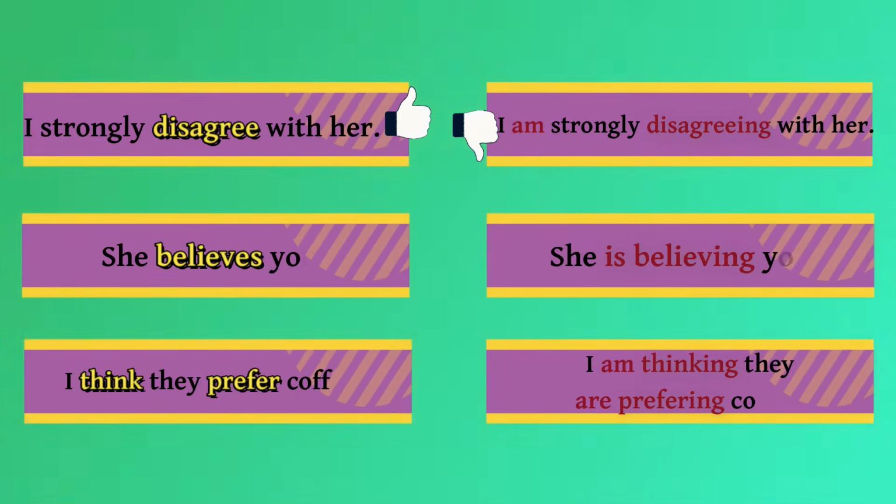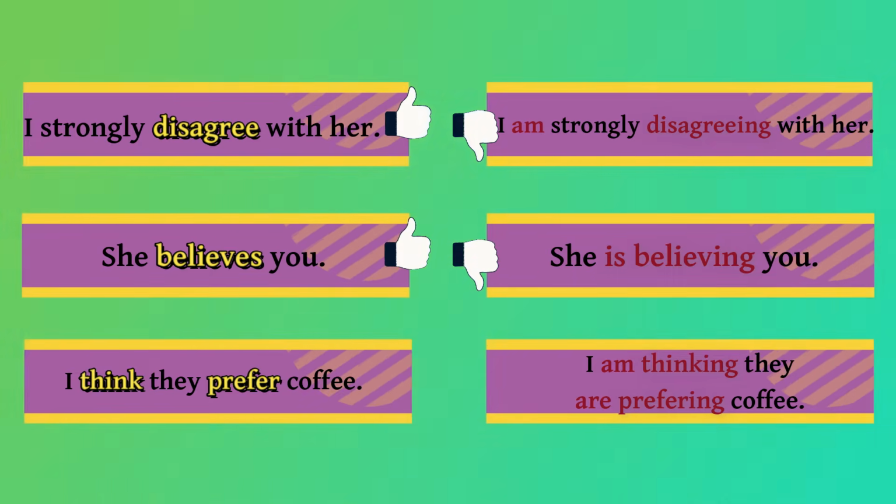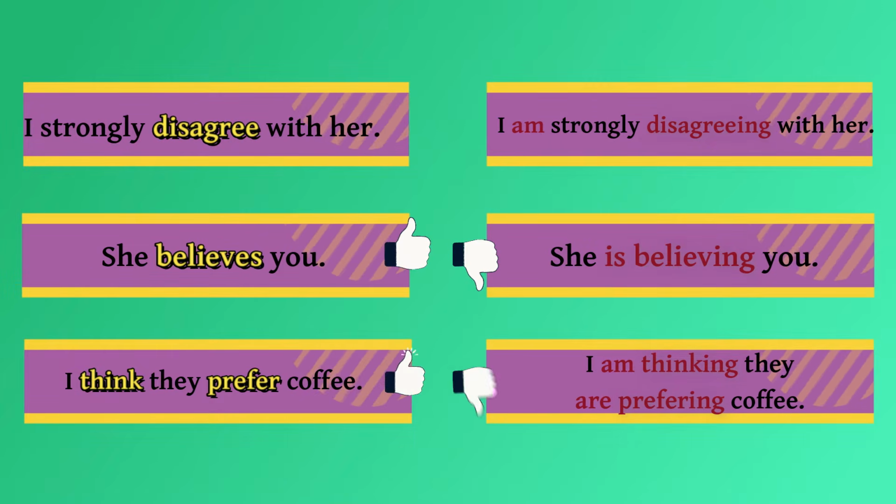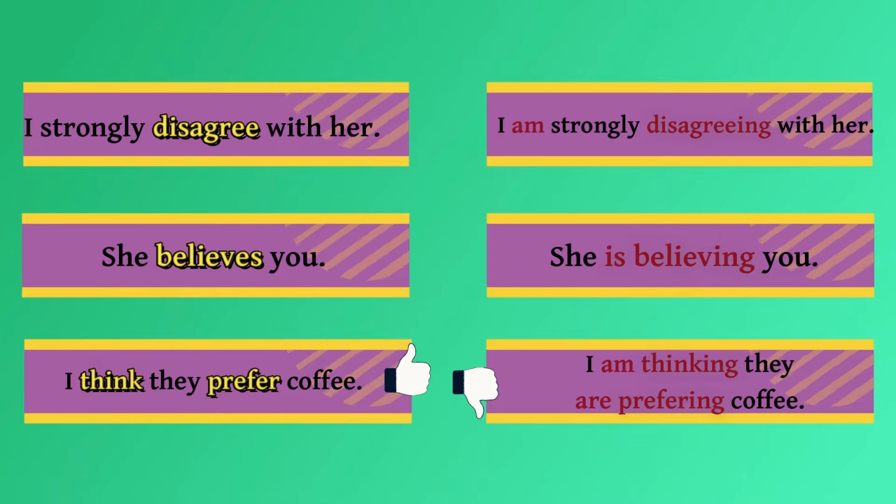Now, state verbs are usually not used in continuous tenses. It is possible with some of them, but it also changes their meaning a little bit, and I will talk about it in another video, probably next week. But no, normally we don't use them in continuous tenses, and that's why we also don't say, I am strongly disagreeing with her. She is believing you. I'm thinking they are preferring coffee.